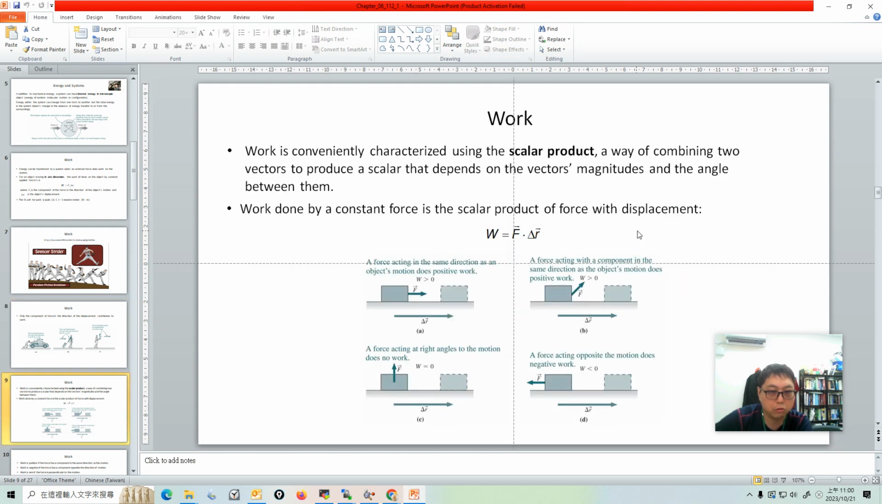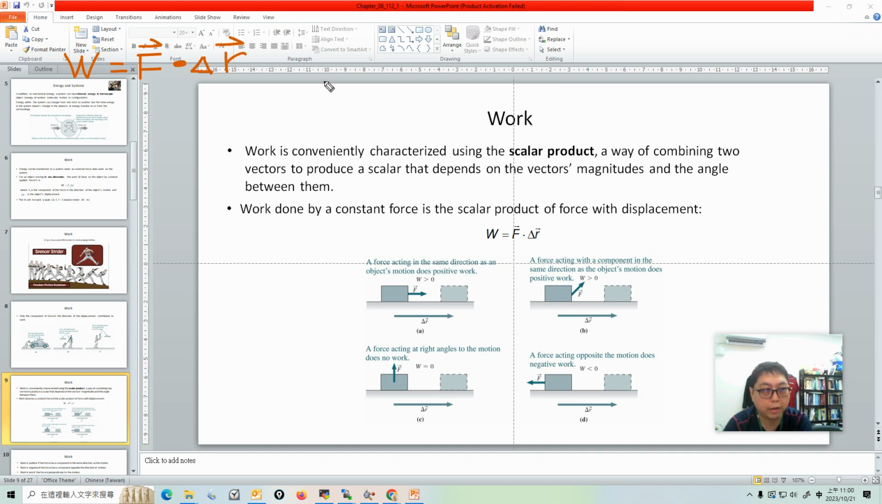So we need to use a more general expression to calculate work, and here we use a mathematical tool called the dot product. I assume you all learned the dot product in high school, so I don't want to explain it from the very beginning. When you calculate work using vectors, it's your force vector dot product with your displacement vector.